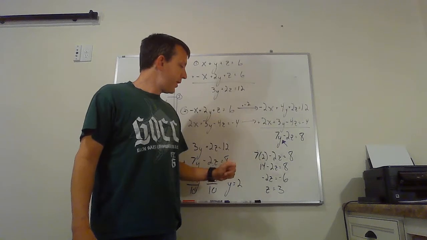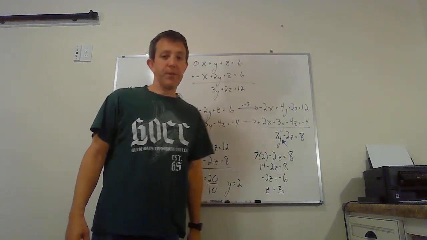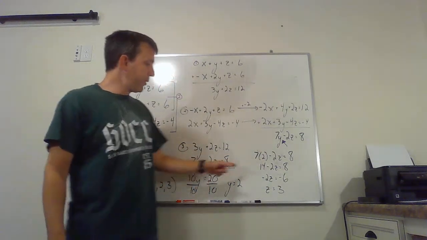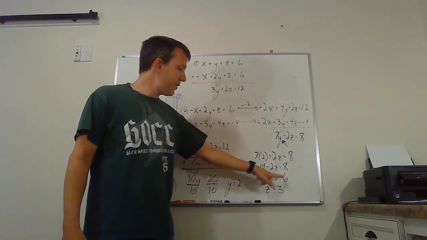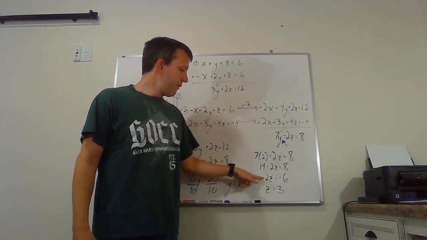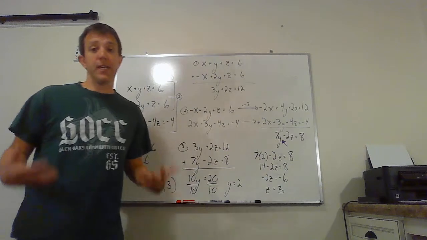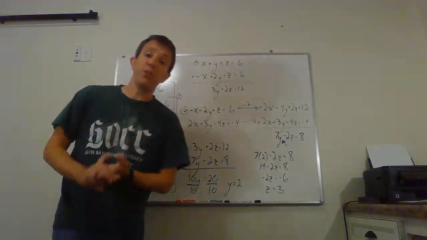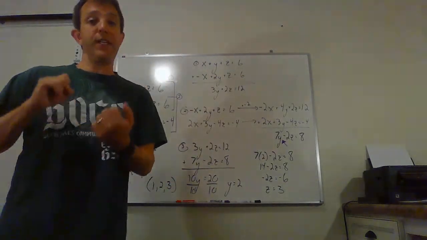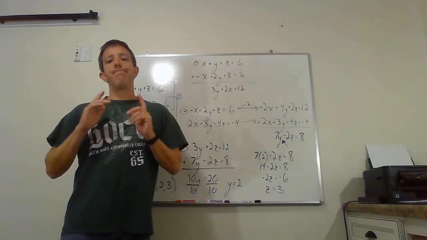7 times 2 is 14. I kind of went through this algebra pretty quick because I was running out of room, but I subtracted the 14 from both sides, which gave me negative 6. Then I divided both sides by negative 2, and now I have z. Z is 3. So now I know 2 of those letters. I have y, I have z. The only thing missing, x.